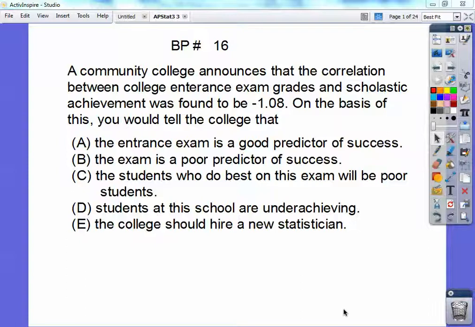Well, it's actually choice E, you guys, because remember, your correlation R has to be between -1 and +1 inclusively. It can be -1 or +1, but it can't be anything past that. And this is past that, so this guy's bunk. He needs to get out of here. All right, so it's choice E.